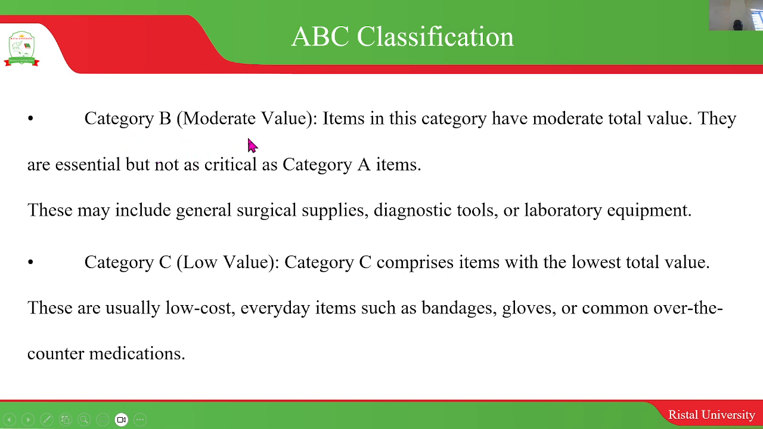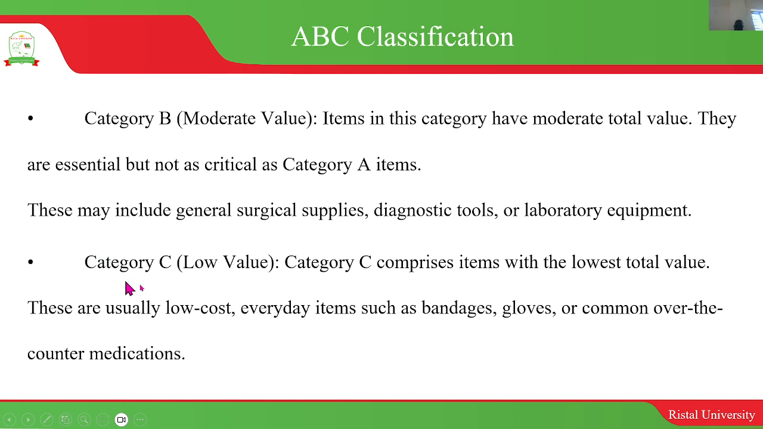Category B is the moderate value items. They are equally important, but not as important as category A. Items in this category have moderate total value. They are not as critical as the category A items, as I mentioned. So this may include general surgical supplies, some diagnostic tools, and laboratory equipment as well.